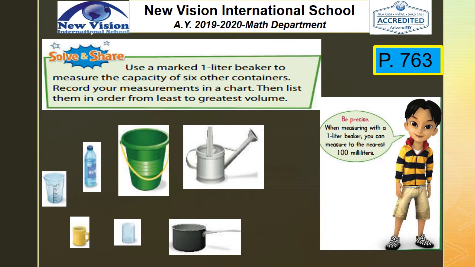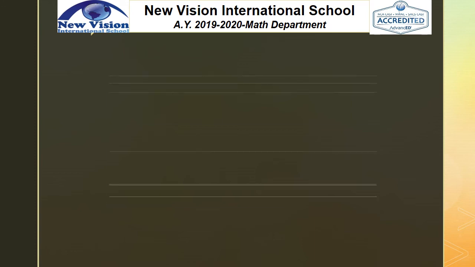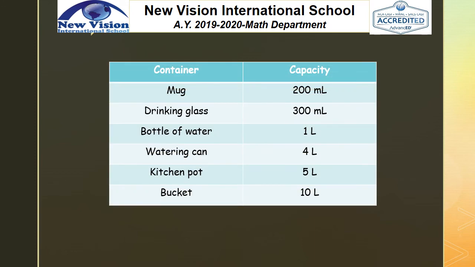So we have here, be precise. When measuring with a 1 liter beaker, you can measure to the nearest 100 milliliters. Okay, so what's the order now? The order is like this. The first one is the mug, which holds 200 milliliters. Next is the drinking glass, which holds 300 milliliters.